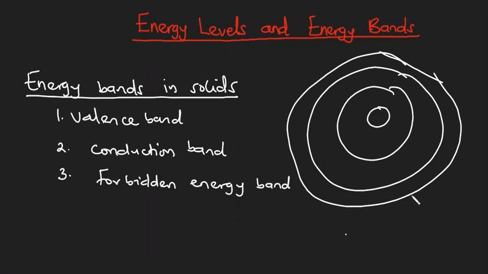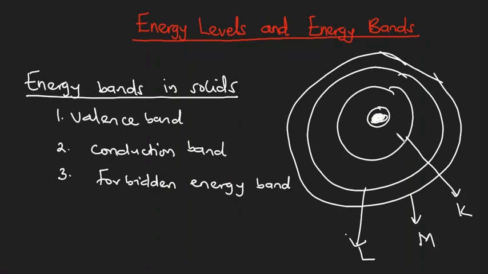So we can call this one K. Let me start from the smaller one. So this one will be called K, this one will be called L, and this one will be called M. So K, L, M shells. So the smaller one, K, then L, then M, and it goes on and on. So this one is the nucleus that contains the neutron and the proton as usual.